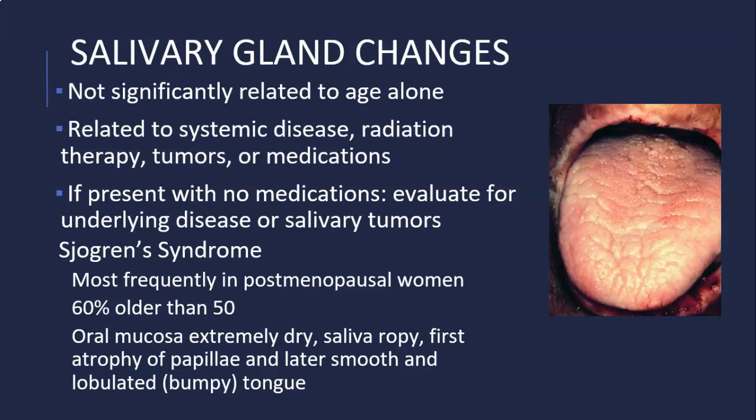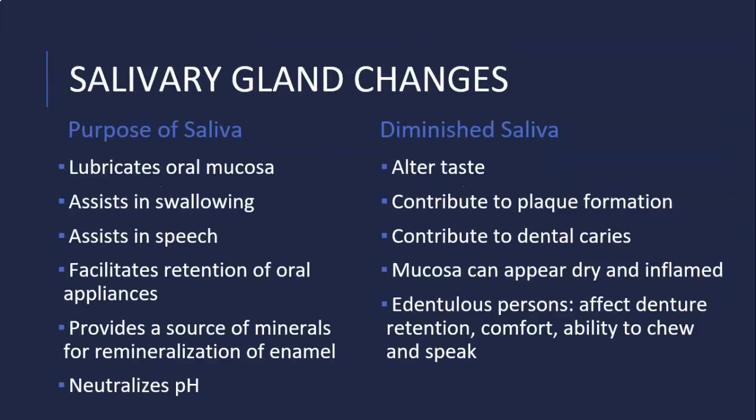There are things like Sjogren's syndrome, that autoimmune condition. It's most frequently observed in postmenopausal women, 60% of them typically over the age of 50. The oral mucosa is extremely dry and the saliva is ropey. First, they'll see the atrophy of the papilla, and later a smooth and lobulated, or bumpy, tongue. Those are the changes that happen on the tongue in a chronically dry environment. That is definitely something you want to address and help patients with for comfort as well.